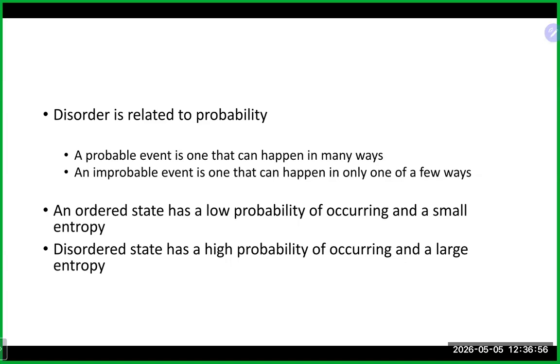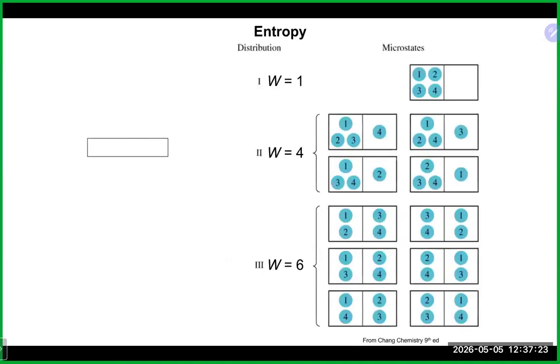And when we talk about an ordered state, there's a low probability of that occurring and a low entropy. A disordered state, there's a much higher probability of that occurring and a larger amount of entropy. There are many, many ways you could screw something up, right? And a good chance you could increase the entropy that way. And there's only a few ways you can do something the right way, right? And get things done right and a low entropy value associated with that.